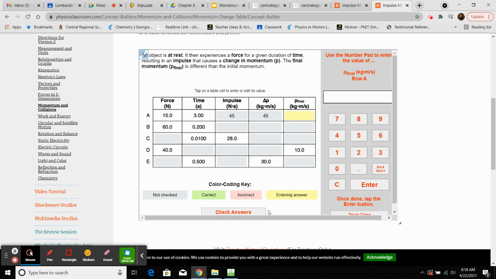Our impulse and delta P are supposed to be the same. Yeah, they're always going to be the same, because impulse is equal to a change in momentum, and that's what the symbol delta P stands for. Okay, I just misread this at the top. The object is initially at rest. So if we have a change in momentum of 45, your final momentum would go from 0 to 45, so it would be 45.